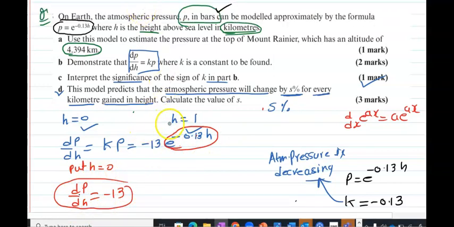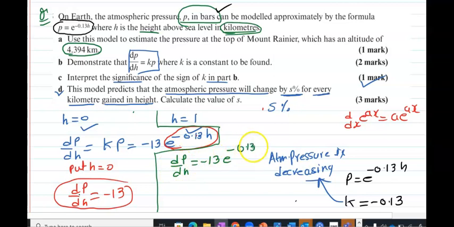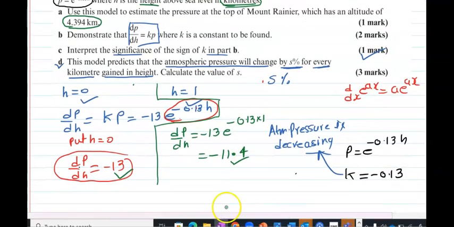Now, second thing, you need to put h equal to 1 in the same thing. So once you put h equal to 1, it will be dp over dh equal to minus 13 e to the power minus 0.13 times 1. How much is it coming? Just find out with the help of a calculator. Yeah. Minus 13 e to the power minus 0.13. Minus 11.4. Okay. So see here, here it is minus 13, here it is minus 11.4.